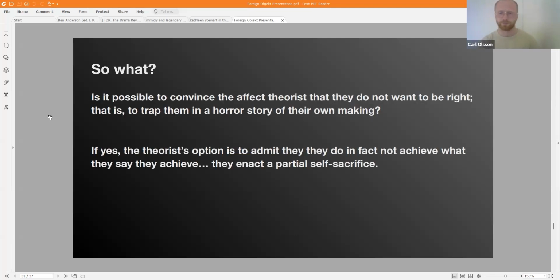So what? Why does any of this matter, aside from a methodological demonstration? One question that's interesting to me, at least, is whether it's possible to convince any affect theorists or people working in new materialism that they do not want to be right. Essentially, that they don't want to achieve what they say they achieve, in the sense that do we actually want to disappear in this morbid sense that Caillois is talking about?